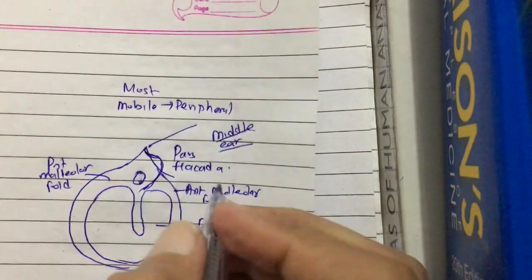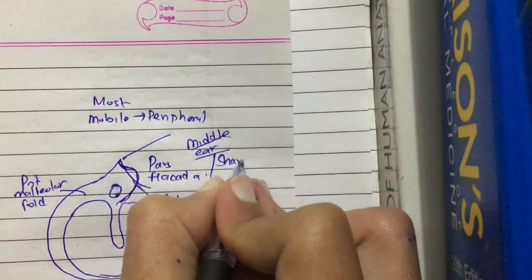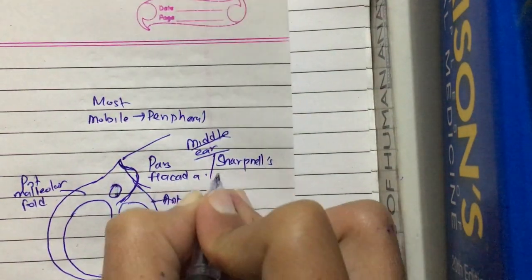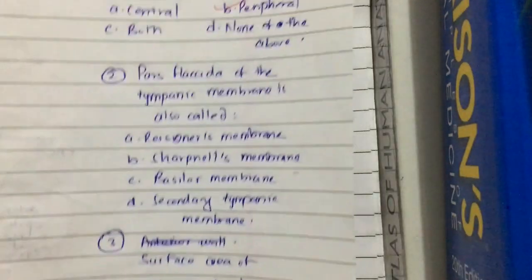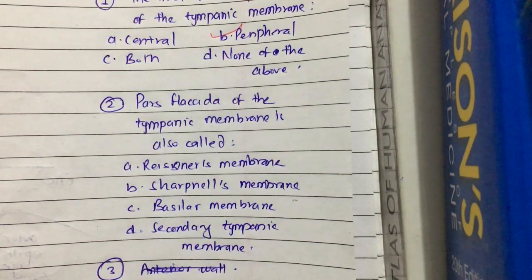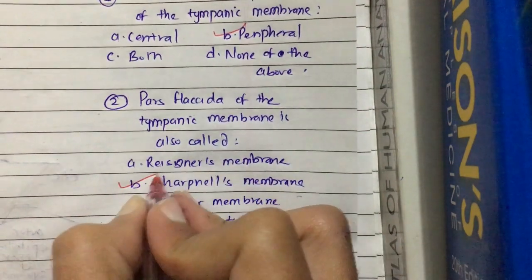This pars flaccida is also known as Shrapnell's membrane. So the question asked: the pars flaccida of the tympanic membrane is also called Shrapnell's membrane.